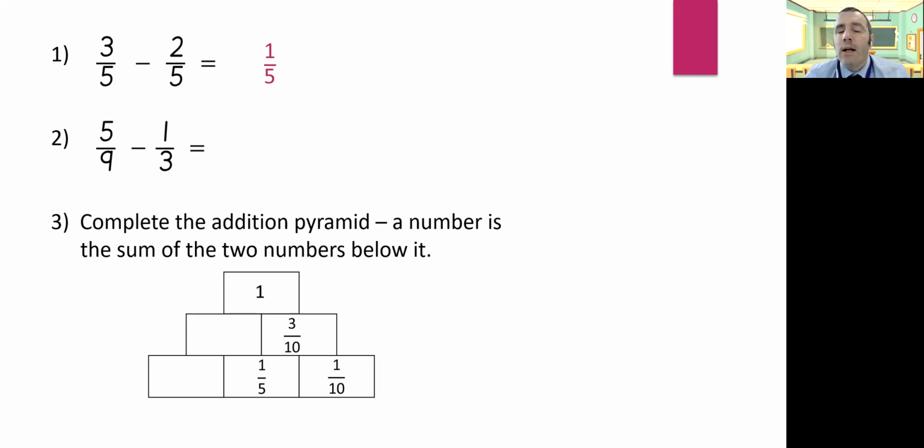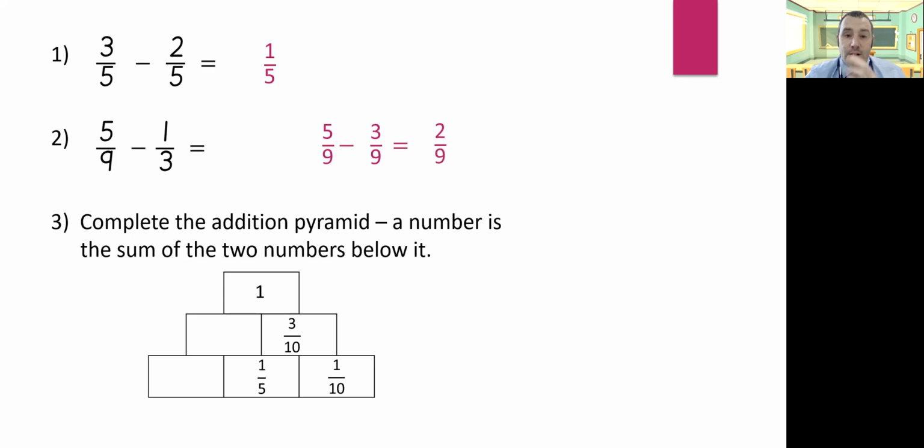Question 2, there's a little bit more to it. We need to make 1/3 an equivalent of ninths. So we need to multiply that by 3. So it ends up being 5/9, take away 3/9. And now that our denominators are the same, we can just work with the numerators. So I need 5 take away 3 gives me 2/9. So 2/9 is the answer to that question.